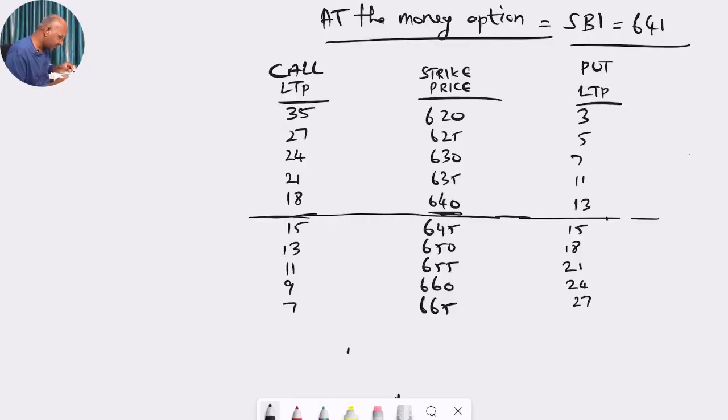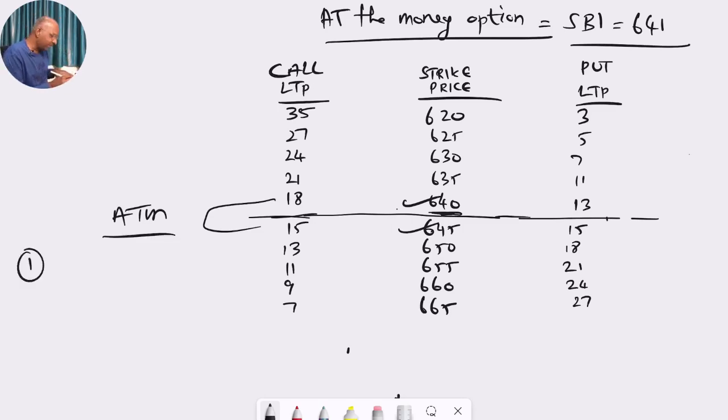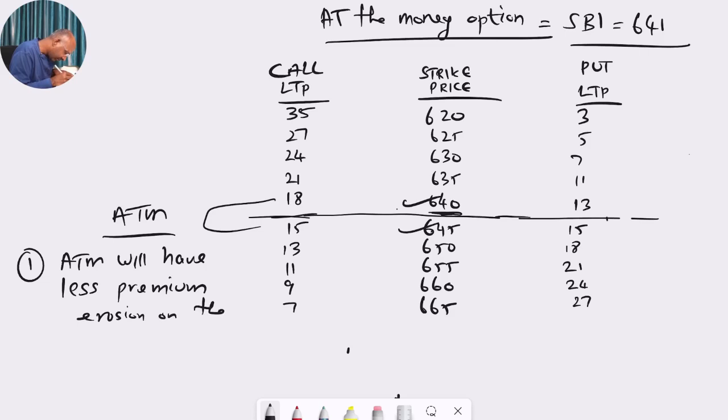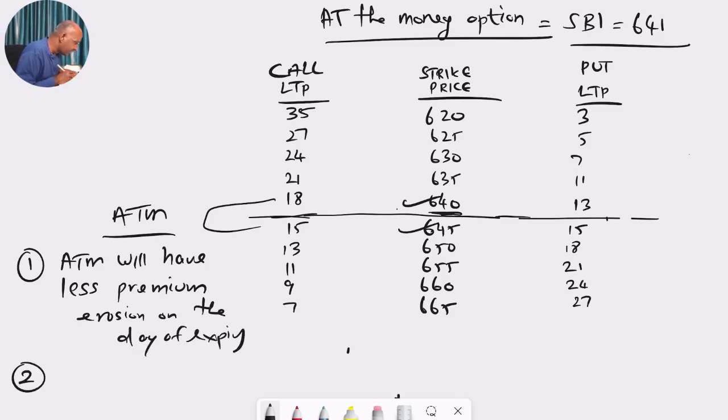At the money options are the strikes that are nearer to the current market price of a stock. In our example, SBI is trading at 641. So 640 and 645, these two strikes are called at the money strikes. Now at the money premiums will have less premium erosion on the day of expiry. At the money premiums have a delta of 1 is to 0.5, which means for every 1 point move of SBI, the at the money premiums will move by half a point.